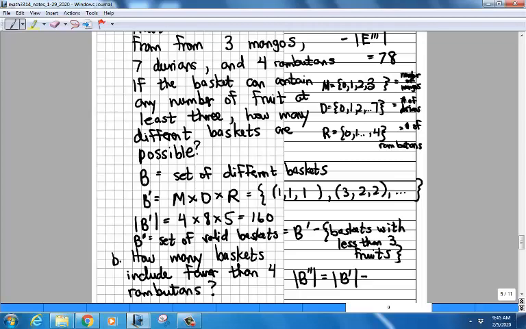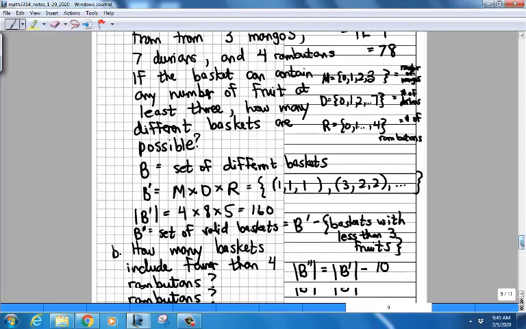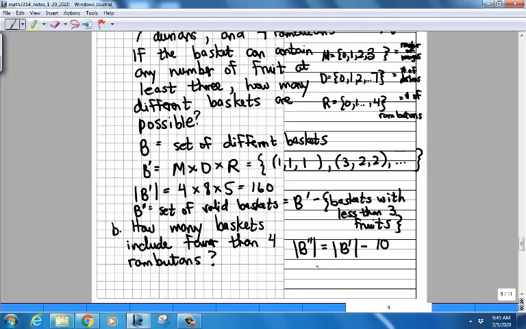So we'll just take that 10 right off. What does that give us? Did we ever count these things? What was B double prime? What was that, 160? Is that right? Minus 10, so it looks like 150. Wow, okay. Fun.